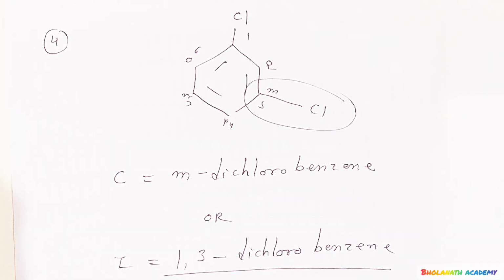I have explained the nomenclature of the halogen derivatives of alkane, alkene, alkyne, as well as what? Benzene. So this is very important from the examination point of view. Whatever they will ask, I have included all the examples.